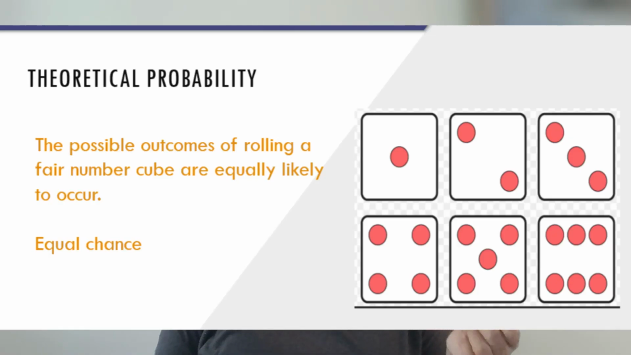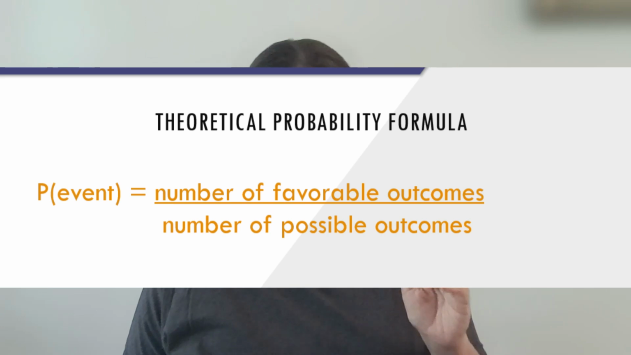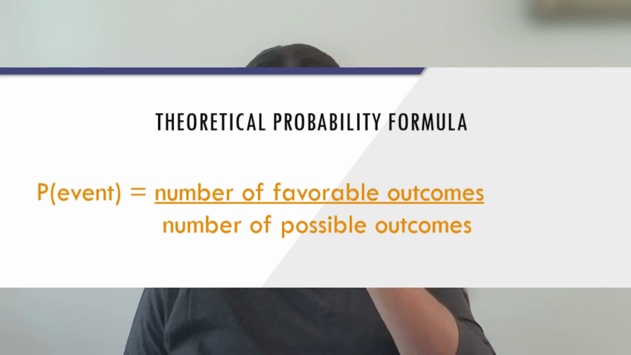The possible outcomes of rolling a fair number cube are equally likely to occur. This is said to be our theoretical probability, when we say that nothing else can interfere and we have an equal chance. So that's where we're going to get our first formula. Theoretical probability. This is the way we'll calculate it. P(event) equals the number of favorable outcomes over the number of possible outcomes.